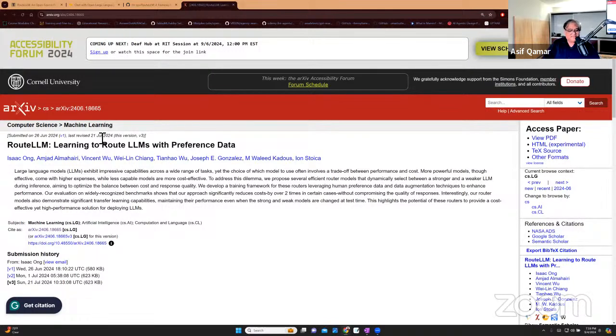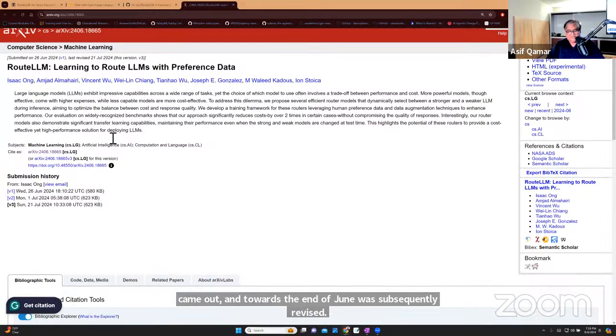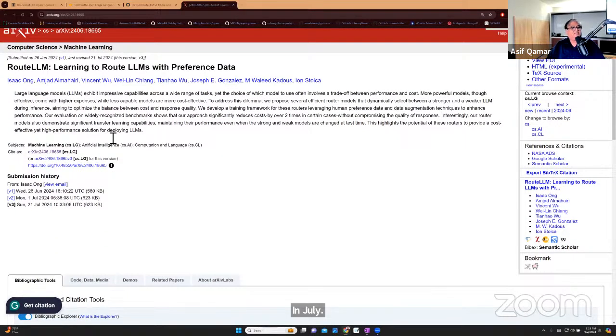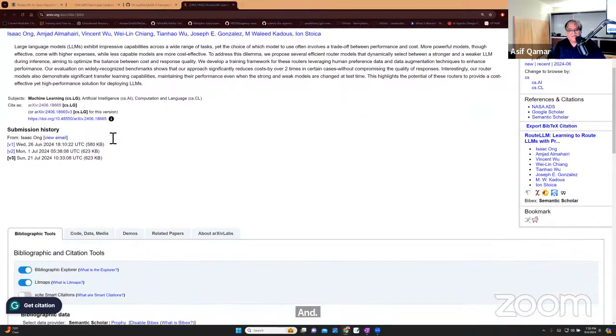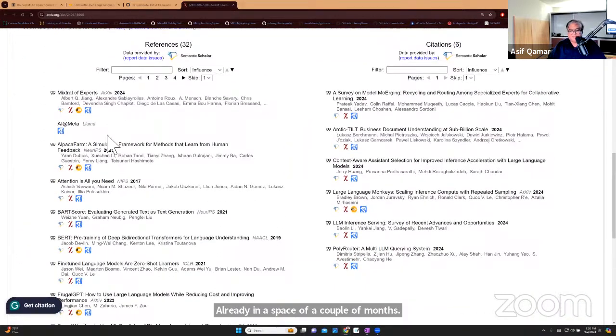The topic of today's paper reading is RouteLLM, learning to route LLMs with preference data. This is a fairly recent paper. It came out towards the end of June, and was subsequently revised in July. And already in the space of a couple of months, it has garnered a few research citations, 6 research citations.